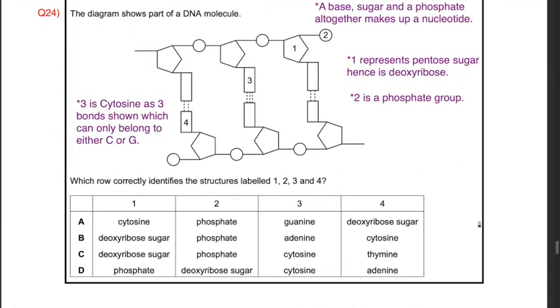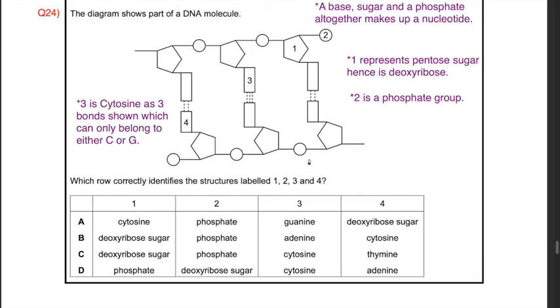Question 24. Diagram shows part of a DNA molecule. Which row correctly identifies the structures labeled 1, 2, 3 and 4? A base, a sugar and a phosphate all together make up a nucleotide. That is more of a side information so that you remember what a nucleotide is made up of. However, the main part of the question is, what is 1, 2, 3 and 4 representing? 1 represents pentose sugar, hence it is deoxyribose, because the diagram is part of a DNA molecule, not RNA. If it was RNA, it would be ribose sugar, but for DNA it is deoxyribose. Hence 1 being deoxyribose sugar, leaving us with either B or C.